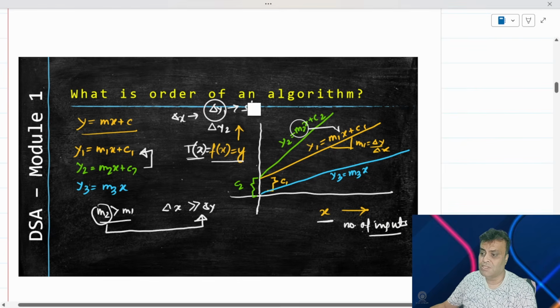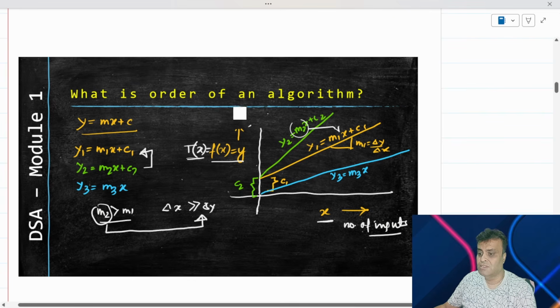Delta y1 will increase faster, and that means the machine is slow. Delta y1 will increase faster, and delta y2 will be slower in change, and hence it means the time taken is smaller, which means that the machine is fast. Now, can I make this equal? Of course I can make it equal.